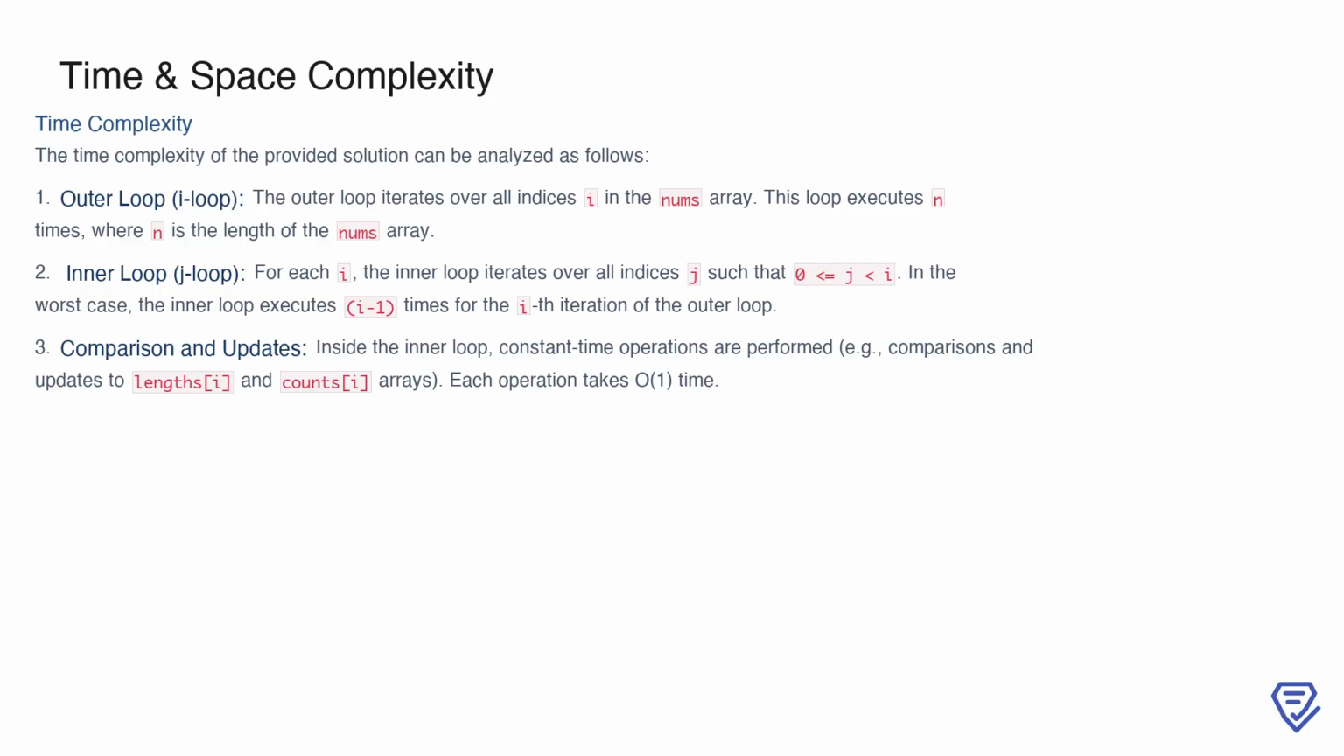For the ith iteration of the outer loop, the inner loop will run up to i-1 times in the worst case. Within this inner loop, we perform constant time operations, such as comparing values and updating the lengths and counts arrays. These constant time operations are O(1). Therefore, the overall cost of each iteration of the inner loop depends on how many times it runs, which we will analyze mathematically in the next step.